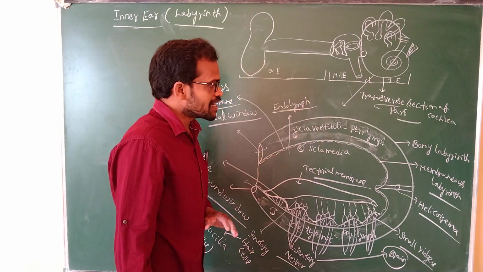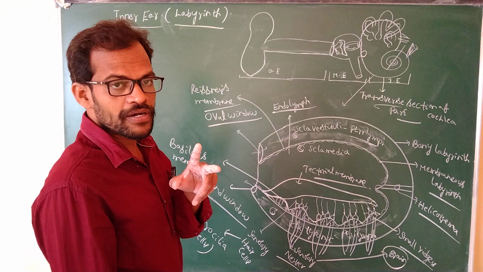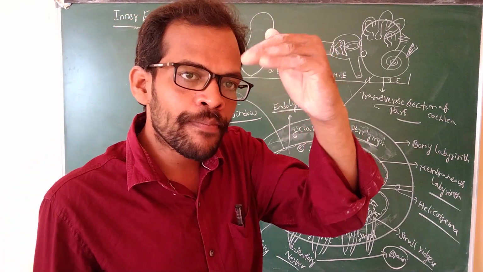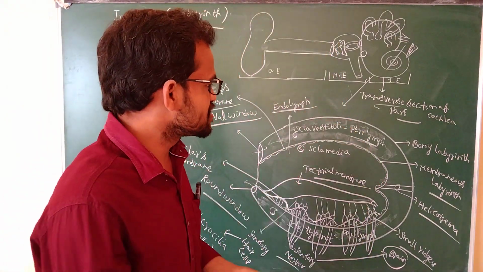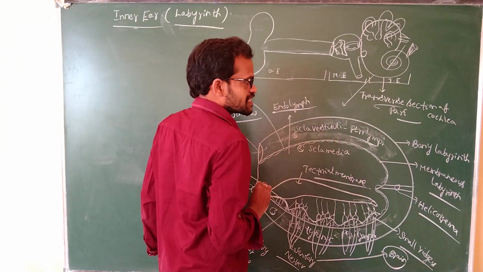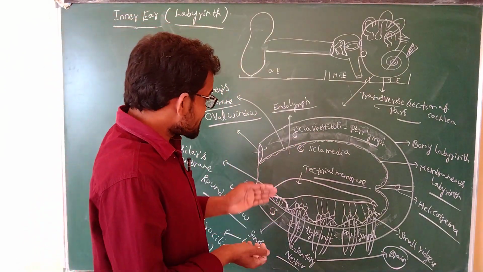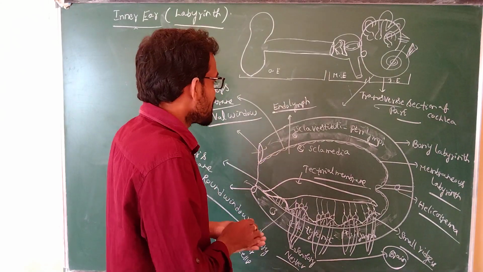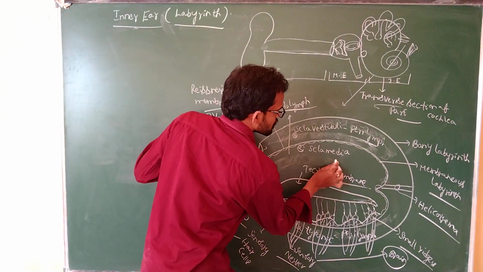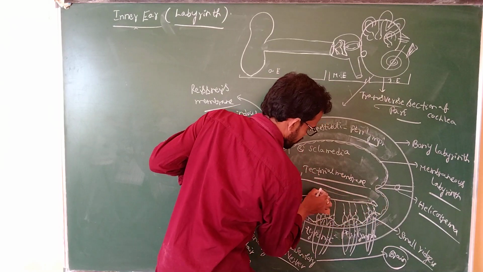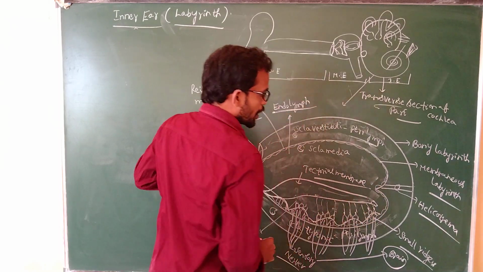The scala vestibuli is made up of two parts: an outer bony part and an inner membranous part. It is filled with perilymph. The middle part is known as the scala media. It is filled with endolymph.